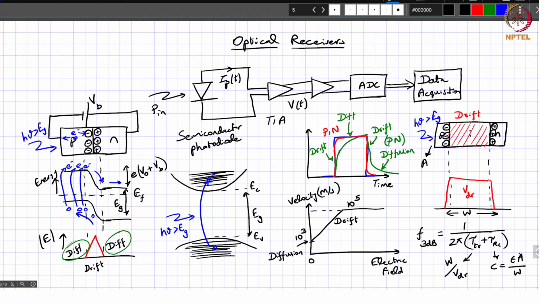So what you typically do is you work with this area. If you can make the area relatively small, you can keep this capacitance value small, which means this RC time constant you can make small with respect to the transit time. So you get to a point where you are typically working with W to have control on the transit time, and through that you can achieve the necessary 3 dB frequency.